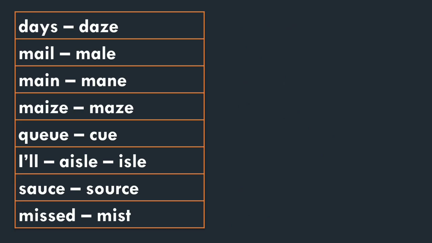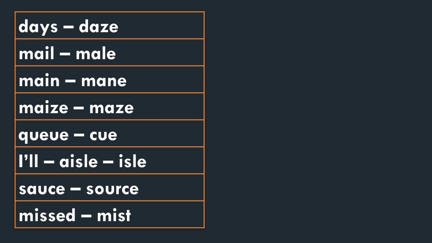Next pair of homonyms is days, D-A-Y-S, and D-A-Z-E. D-A-Y-S, days, is the counting of time that we know, 24 hours time, that is day, plural, days. And D-A-Z-E, daze, is the confused state of mind, that is daze.